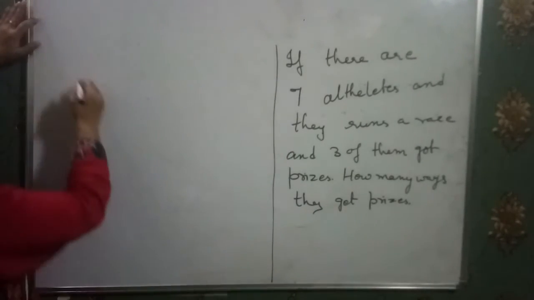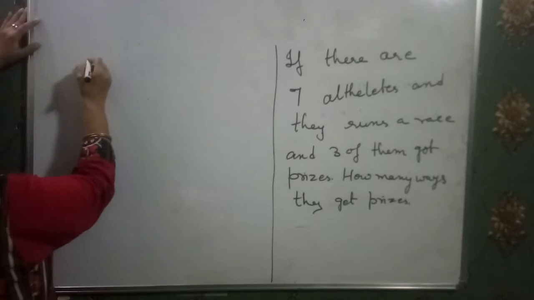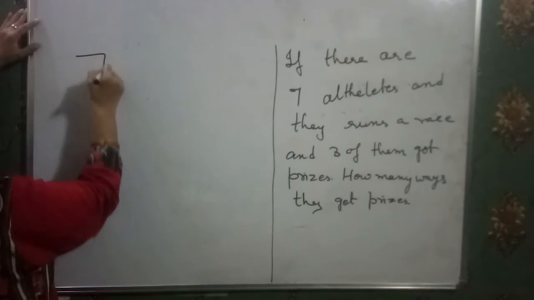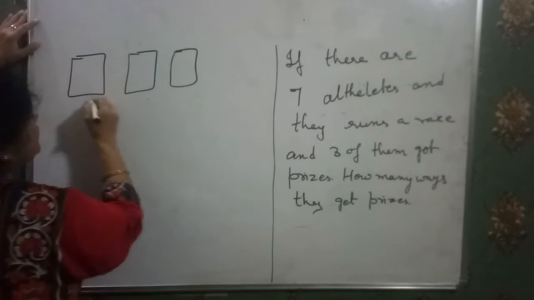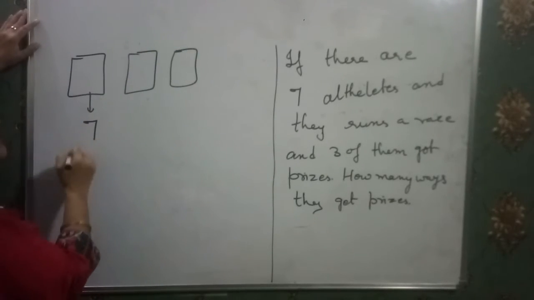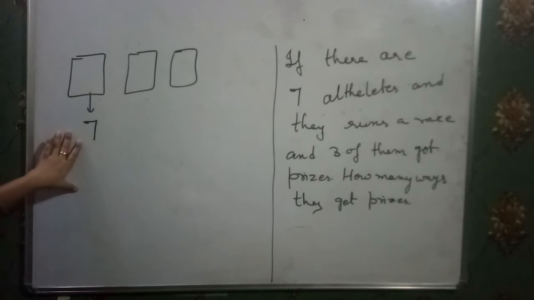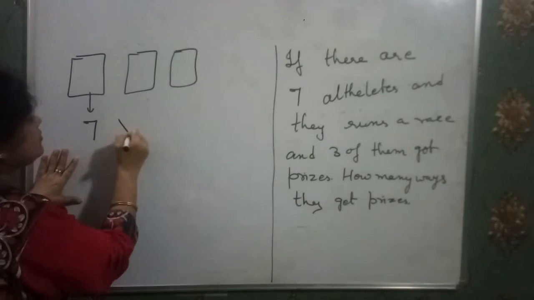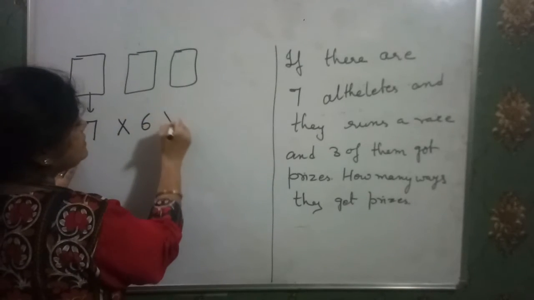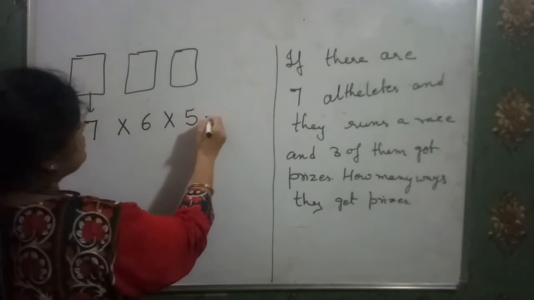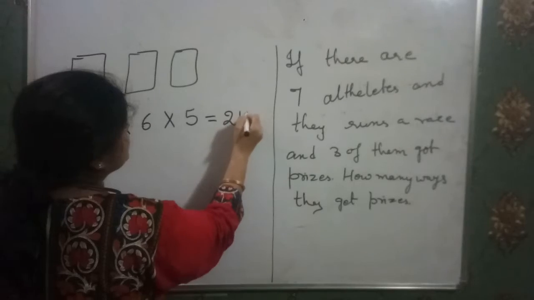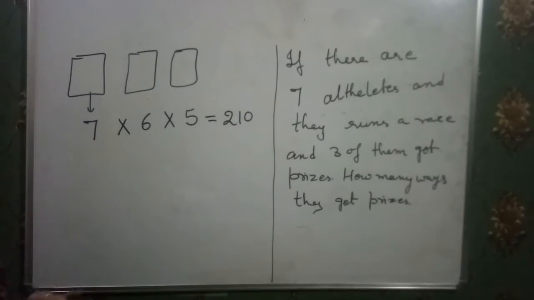So, according to simple mathematics, first prize, second prize and third prize. First prize can be got by any of the 7 athletes, second prize by 6 athletes, and third prize by 5 athletes. This way we simply solve that question and we get the answer 210.